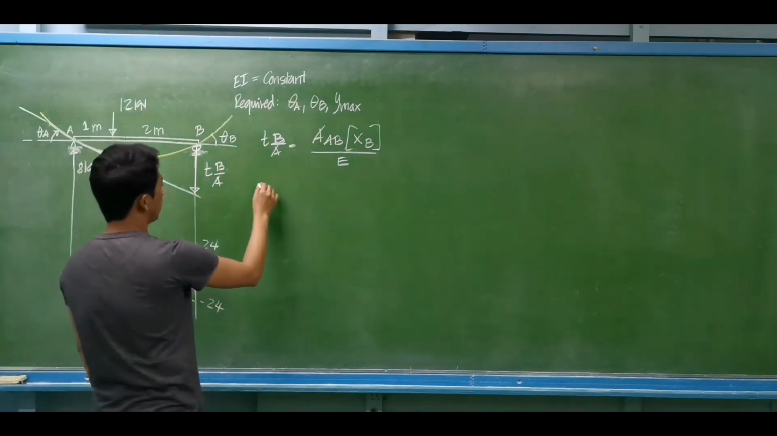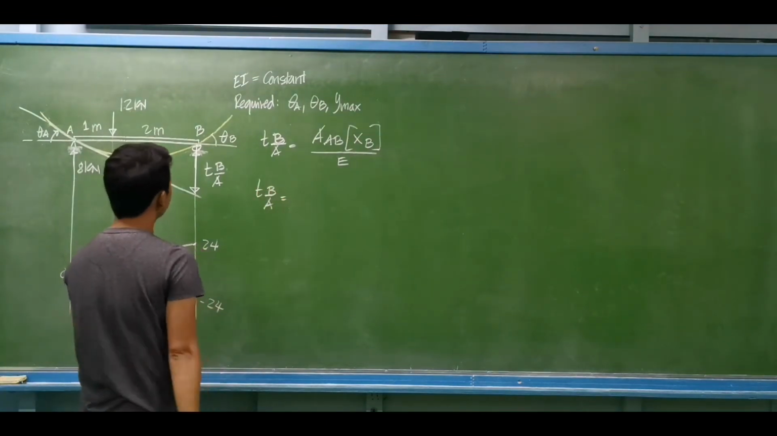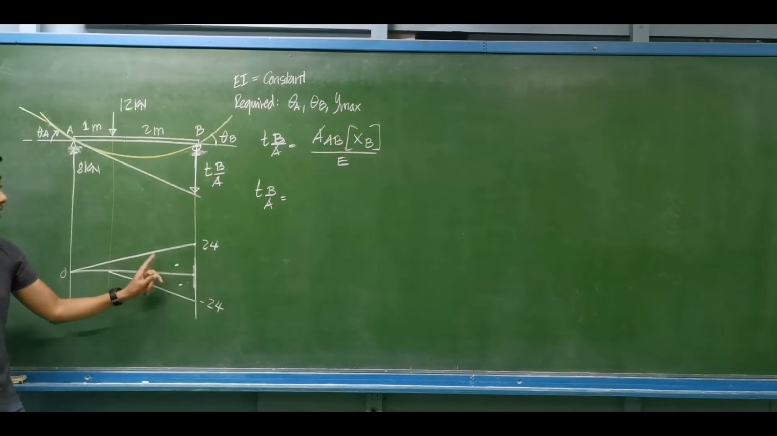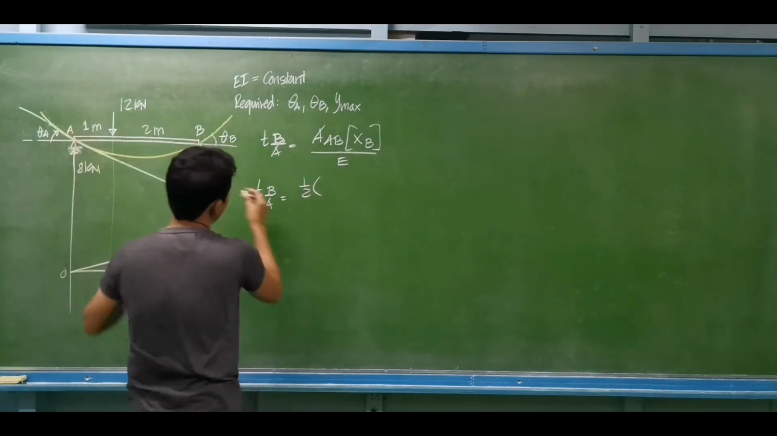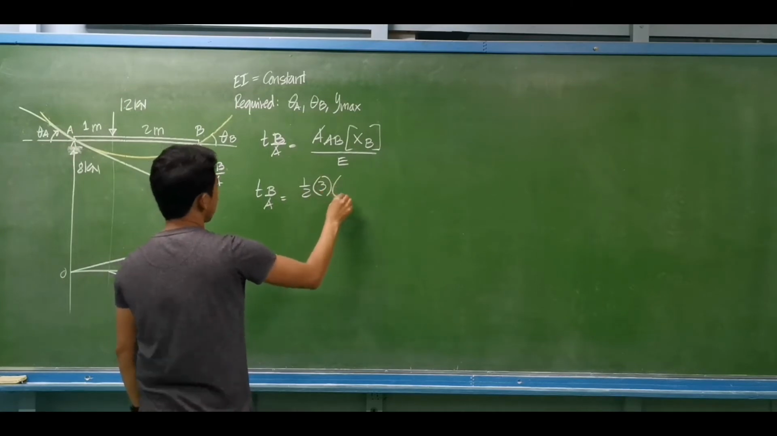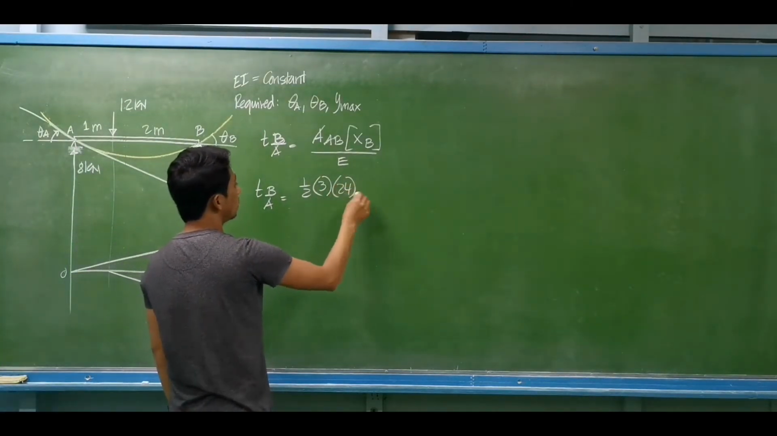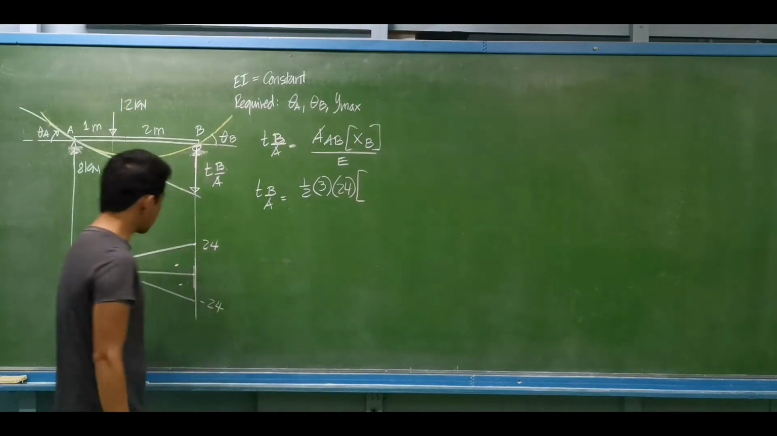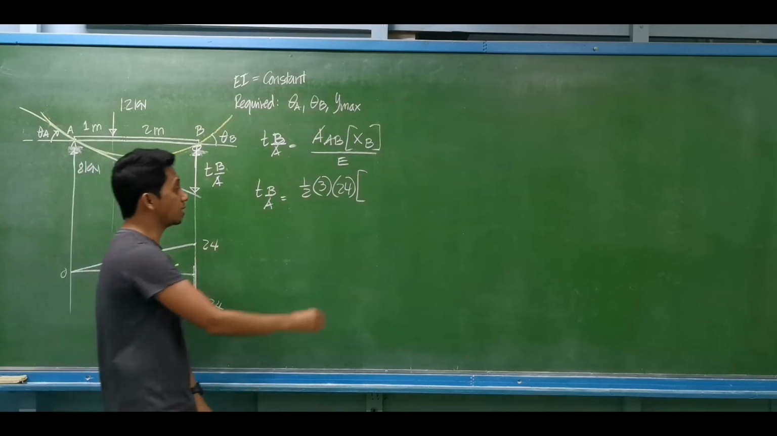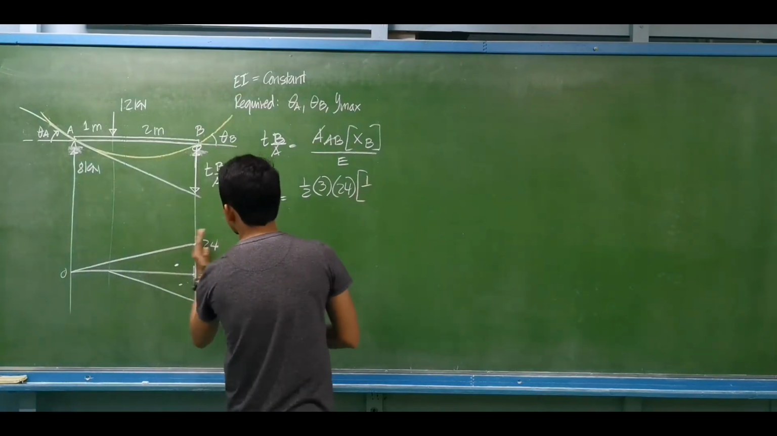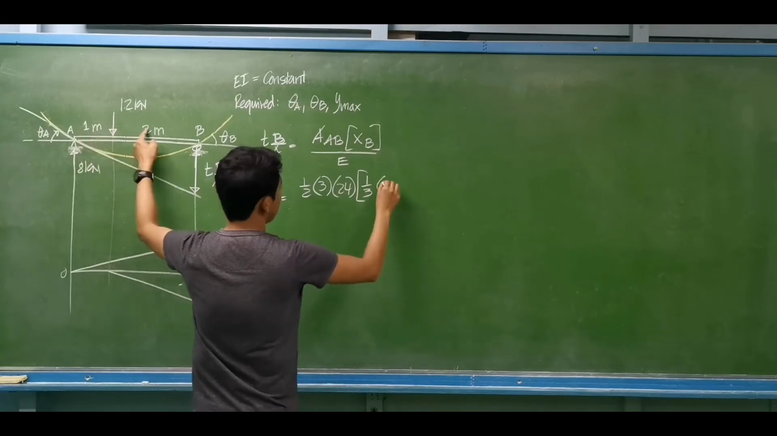So let's compute for that value. The deviation from A to B is now equal to, what is the area? First, the positive area. That is 1/2. What is our base? That is 3 meters. What is the height? We have 24 kilonewton meter. This is multiplied by the distance of the centroid of the triangle towards point B. For a triangle, that is 1/3 of the length, 3 meters.